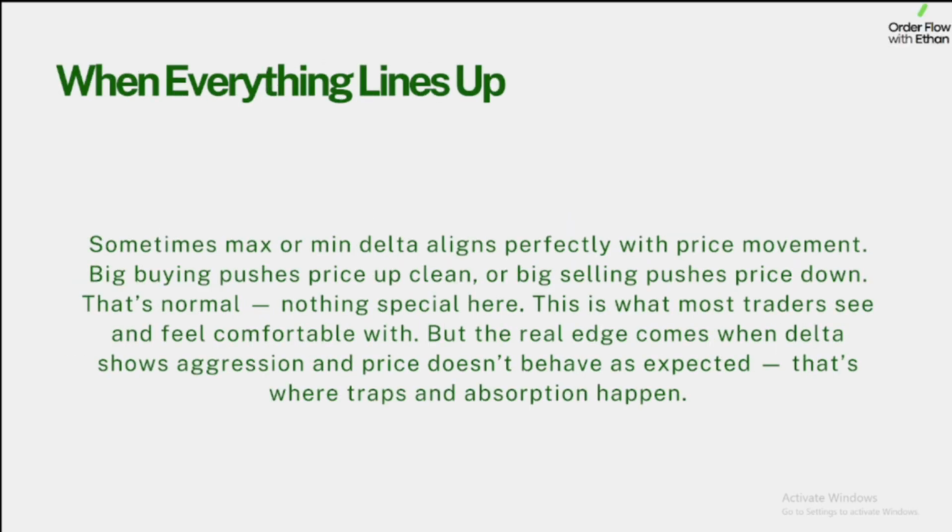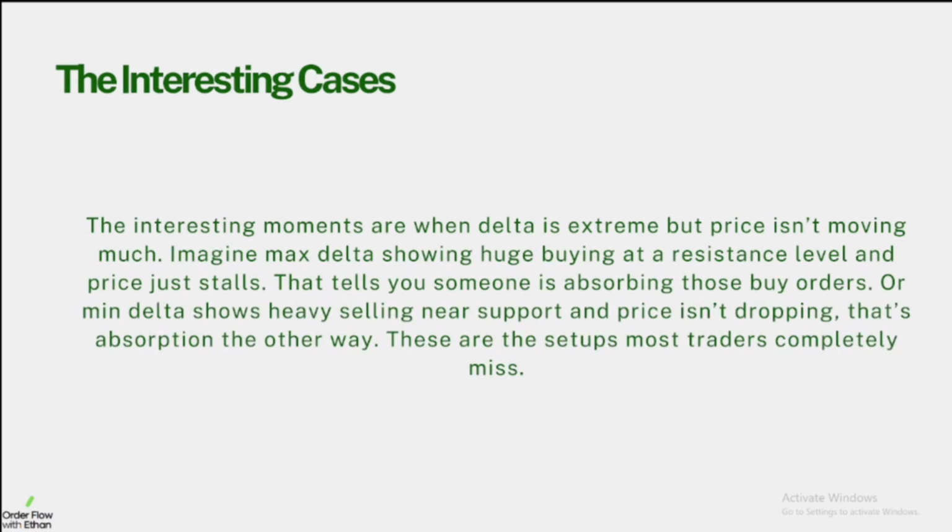Sometimes, max or mean delta aligns perfectly with price movement. Big buying pushes price up clean, or big selling pushes price down. And that is so normal. Nothing special here, and this is what most traders see and feel comfortable with. But the real edge comes when delta shows aggression and price doesn't behave as expected, and that's where traps and absorption happen. So the interesting moments are when delta is extreme, but price isn't moving much.